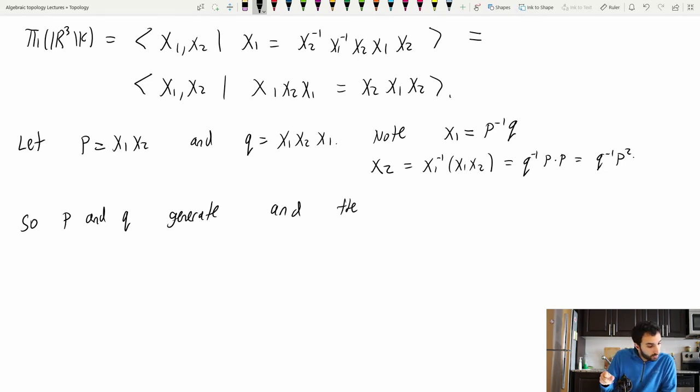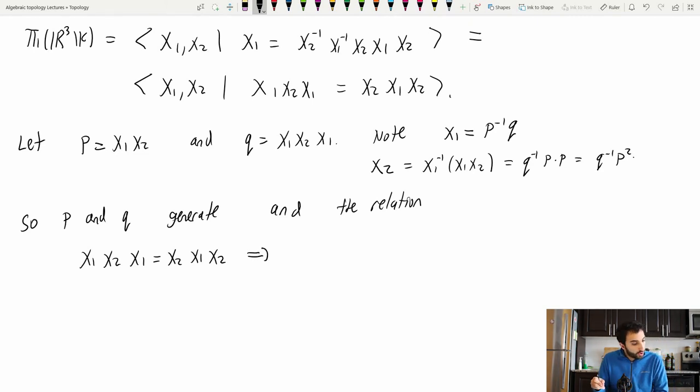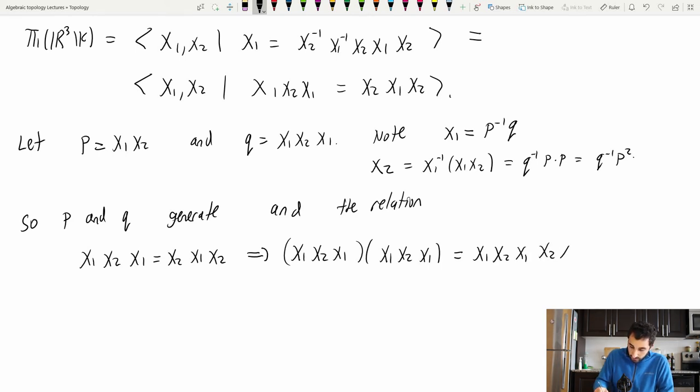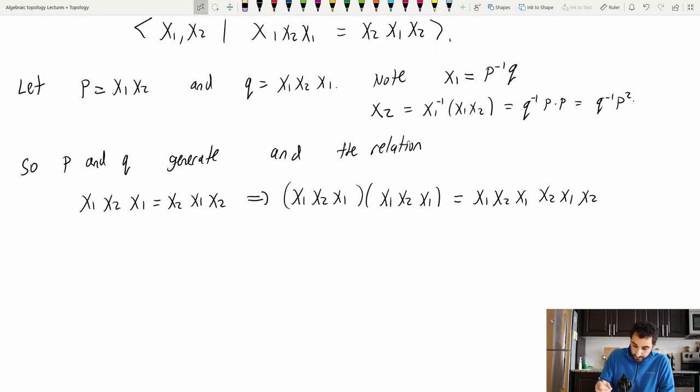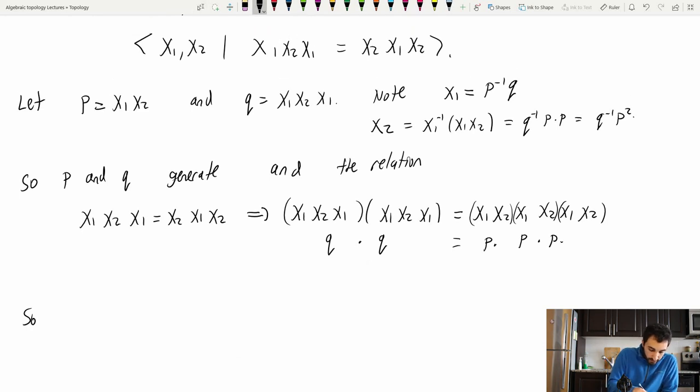and the relation x1 x2 x1 equals x2 x1 x2. Well, let me just multiply on the left and right here. So I get x1 x2 x1 times x1 x2 x1 is equal to, now I'm just going to multiply by x1 x2 x1 on the left, on the right as well, x1 x2 x1 x2. And I'll group things like this. And so what I get here is that Q times Q is equal to P times P times P.